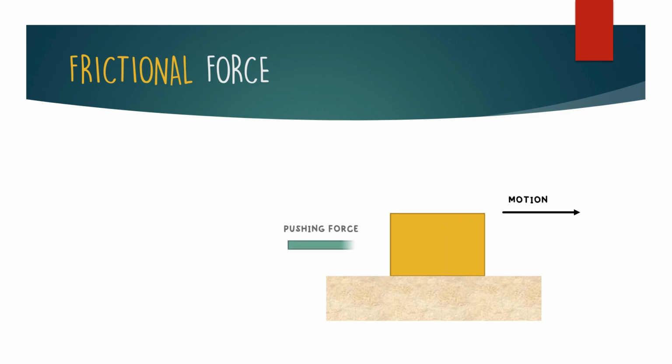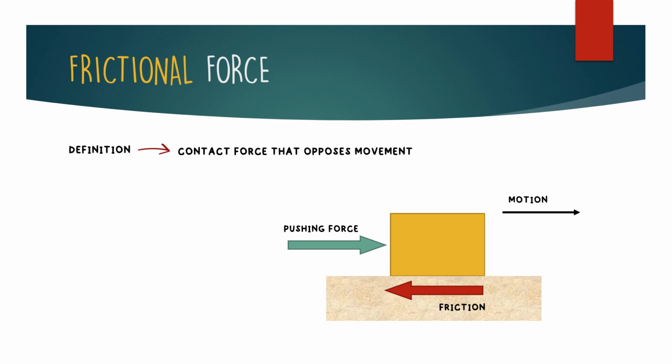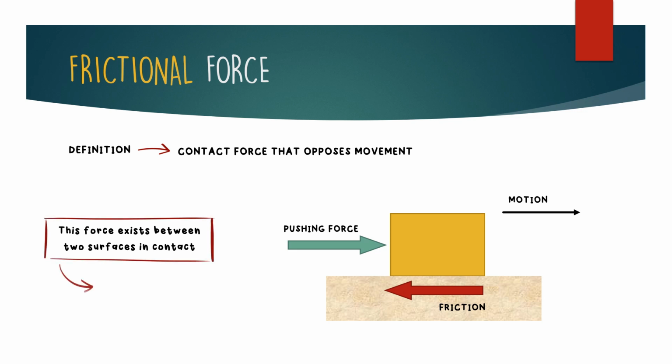A pushing force is exerted on the box. However, an opposing force stops the movement of the box. This opposing force is known as friction. Friction is defined as contact force that opposes movement. This force exists between two surfaces in contact, and it slows down moving objects.